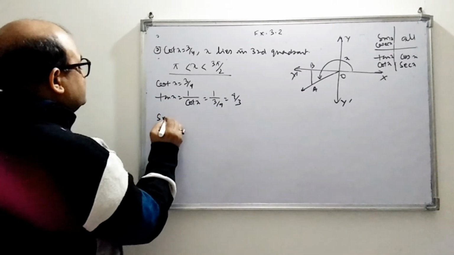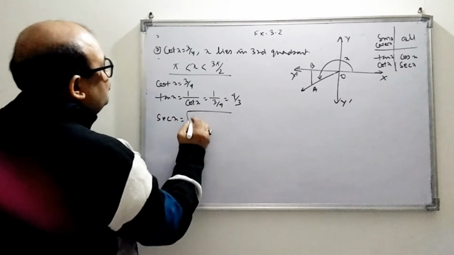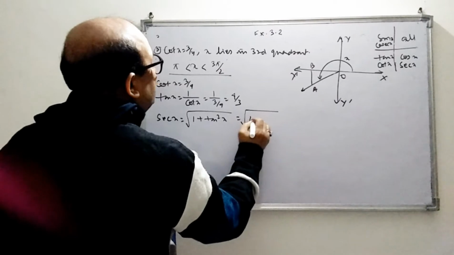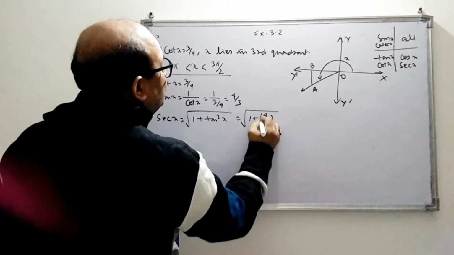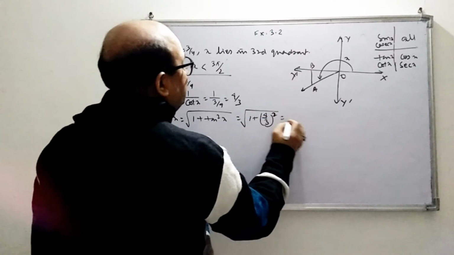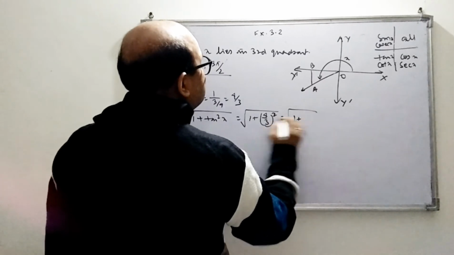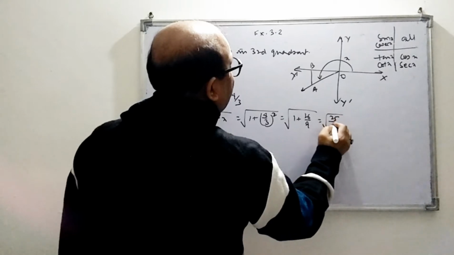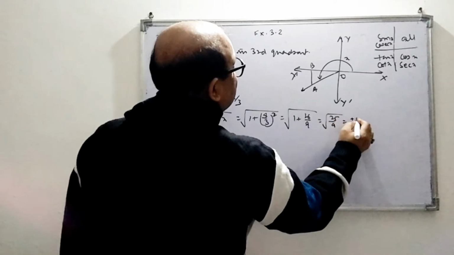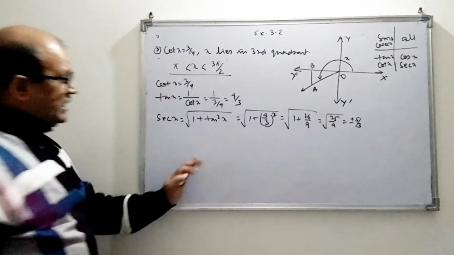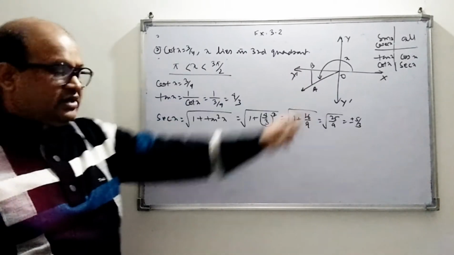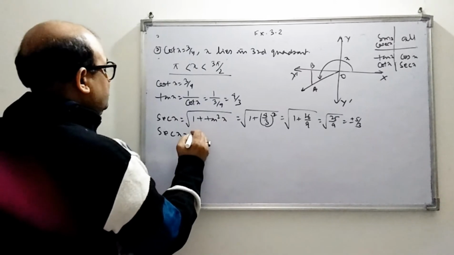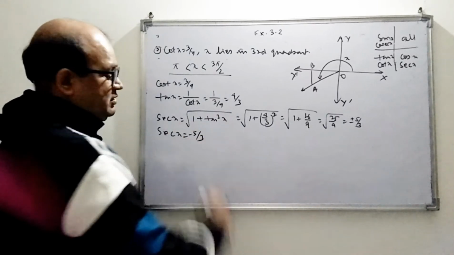Now sec square x equal to 1 plus tan square x. What do I get here? 1 plus 4 by 3 whole square. That gives you 1 plus 16 by 9, that is 25 by 9. So sec x is plus minus 5 by 3. Now sec x is negative in the third quadrant, so we'll take sec x equal to minus 5 by 3.